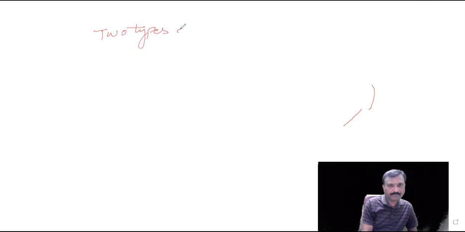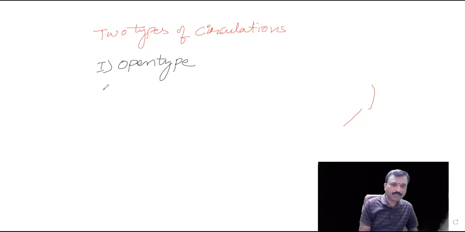Two types of circulations. Number one, open type. Number two, closed type.